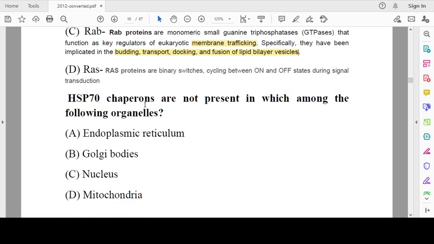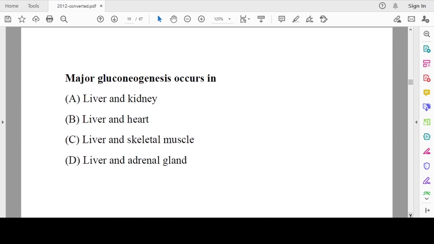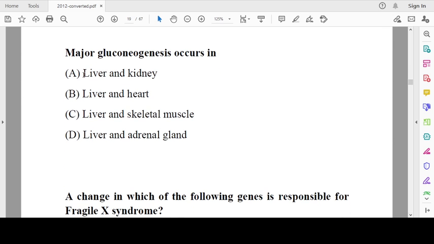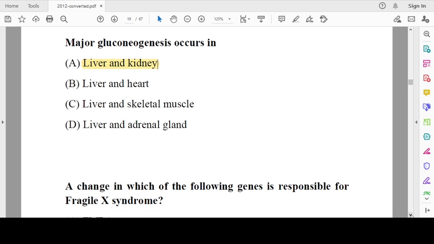HSP70 chaperones are not present in which of the following organelles? Here they are asking in which organelle the HSP chaperones are not present. The correct option is Golgi bodies, whereas the endoplasmic reticulum, nucleus, and mitochondria have HSP. It is involved in protein folding also, friends. Major gluconeogenesis occurs in the liver and kidney. Whenever you read a Lehninger textbook, the first line of this pathway says that it occurs majorly in the liver and kidney.